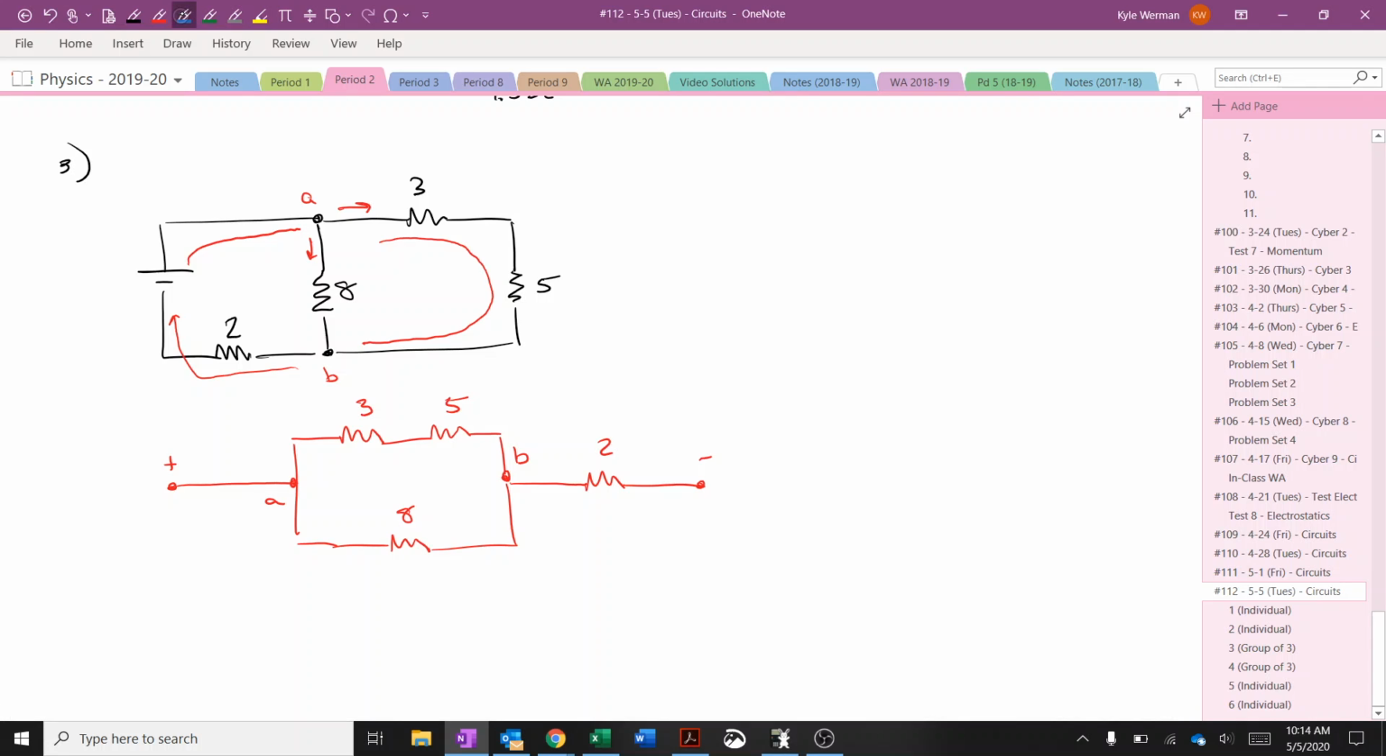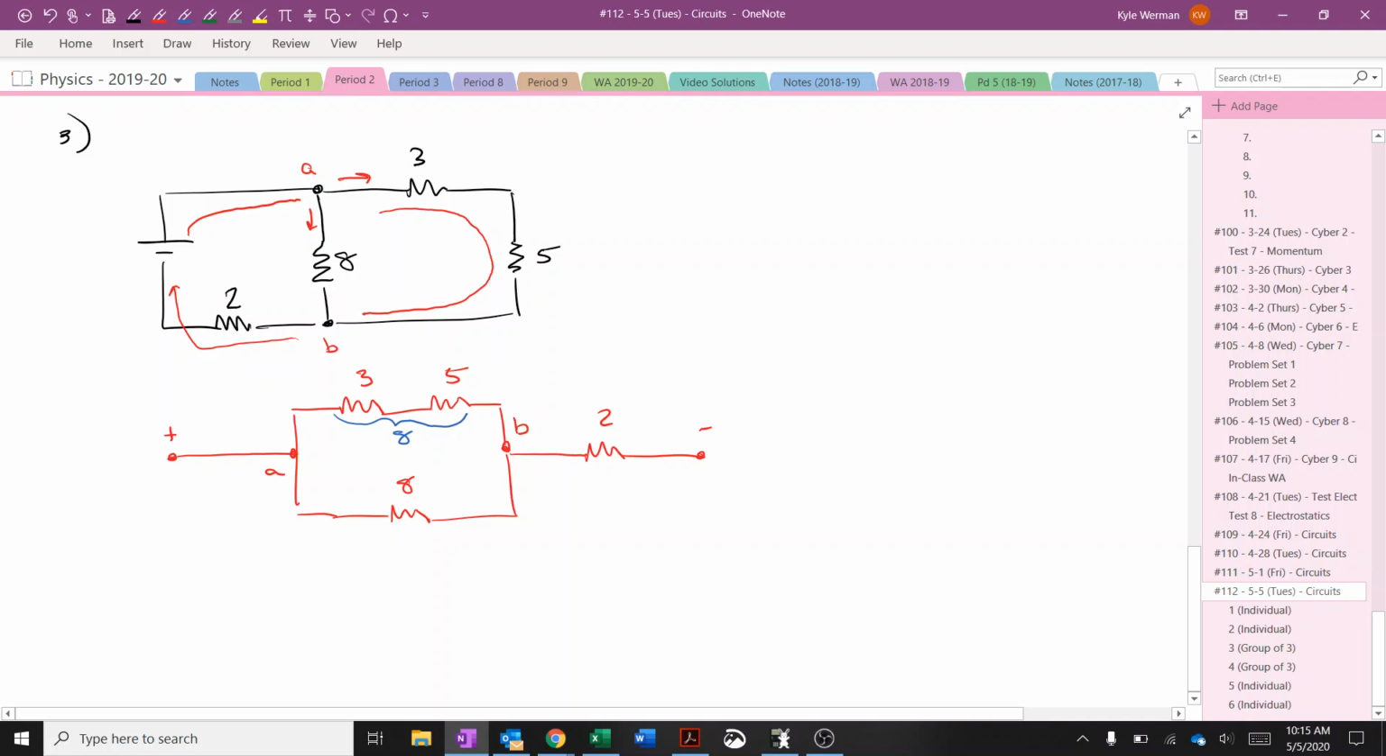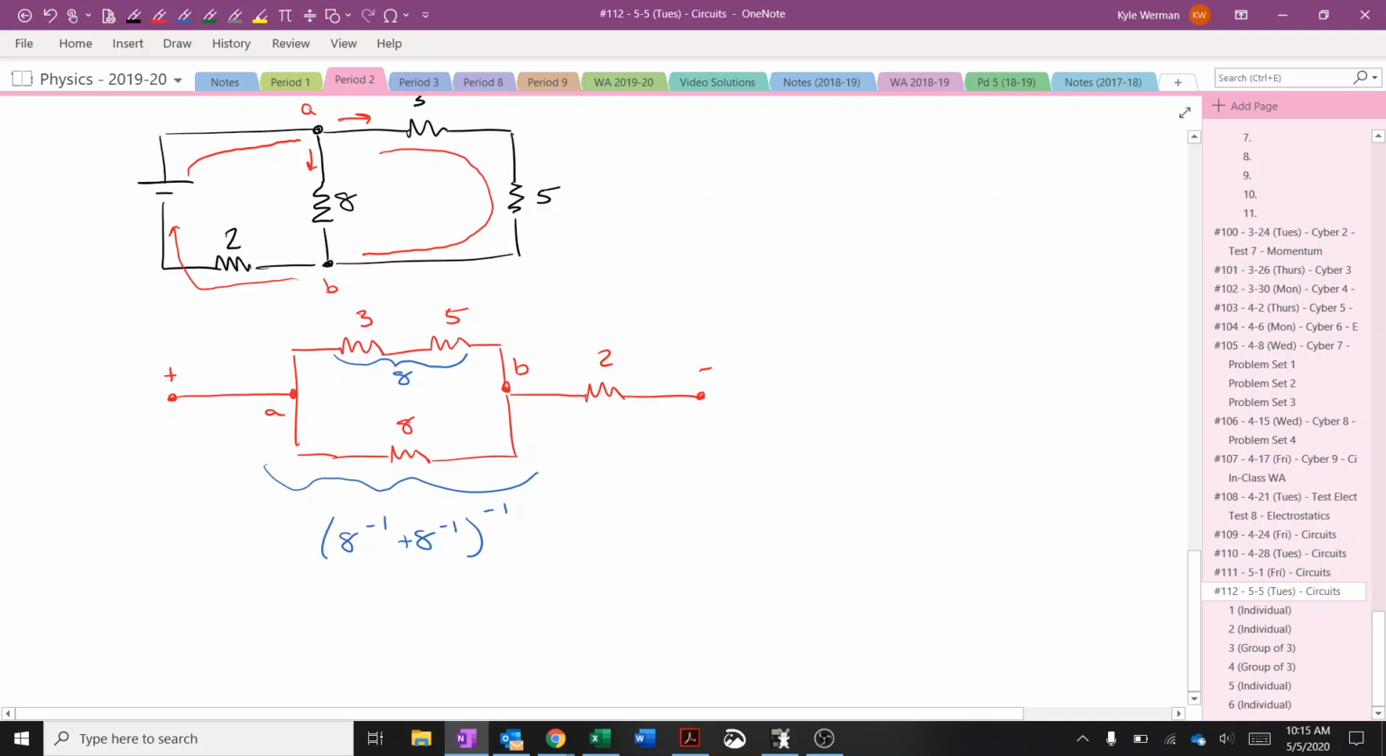3 and a 5, this combo right here should be 8 ohms, huh? 5 plus 3 is 8. Right? And so now I can do this whole combo. This is one big parallel of an 8 and an 8. 8 to the negative 1 plus 8 to the negative 1, all to the negative 1. Well, that should give you 4 ohms. And then I'm just going to add that last 2 ohm resistor, and I get an equivalent resistance of 6 ohms for that circuit. All right, by breaking it down.